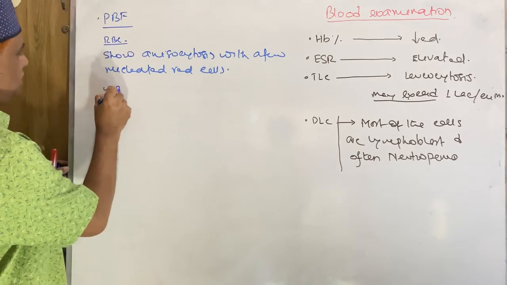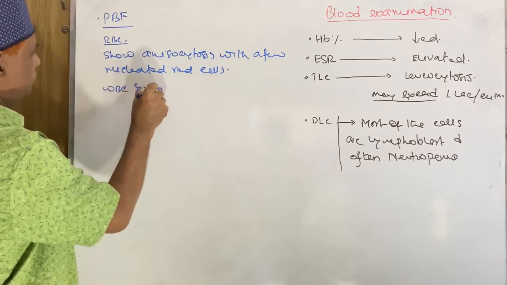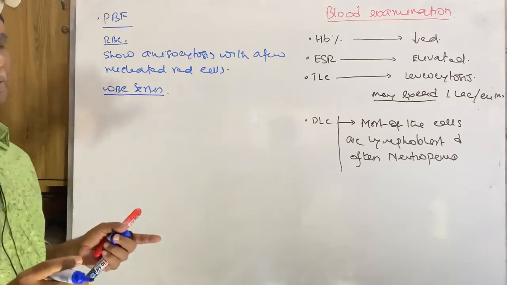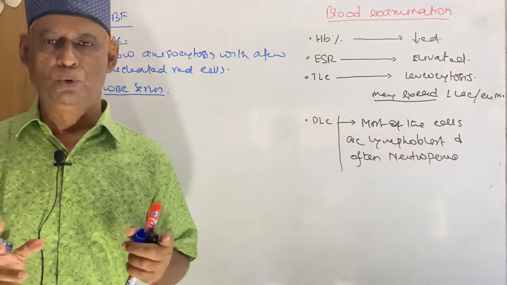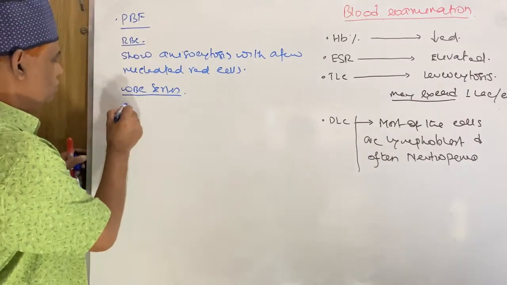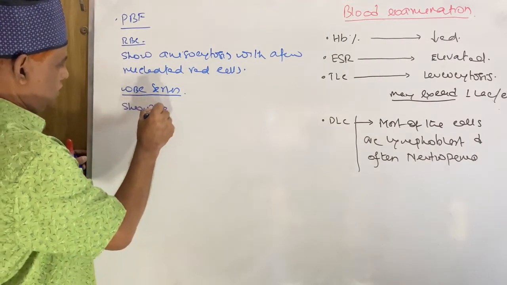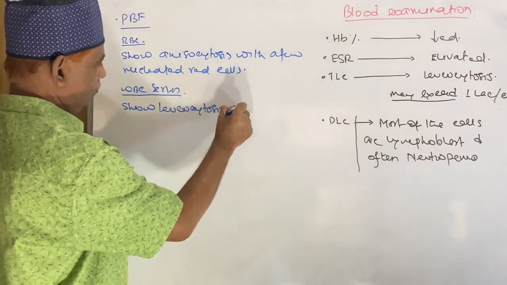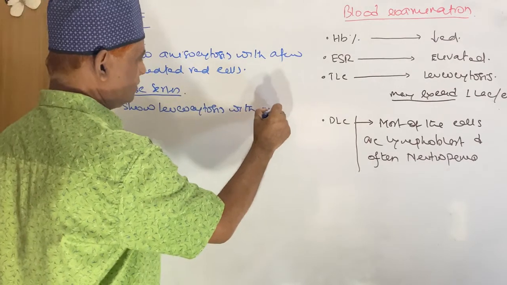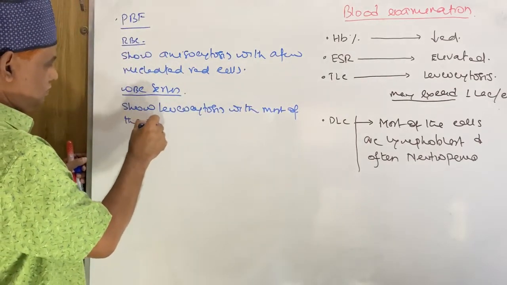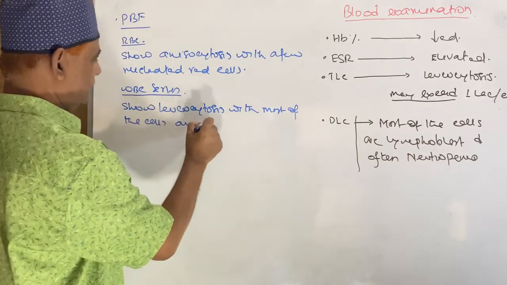Then WBC series: the cells of WBC series show leukocytosis, with most of the cells being lymphoblast.